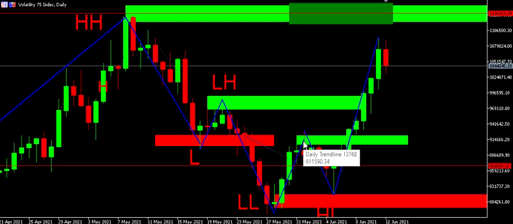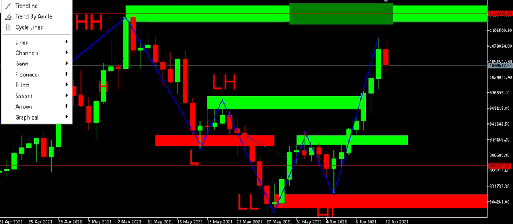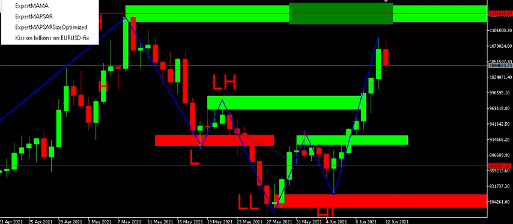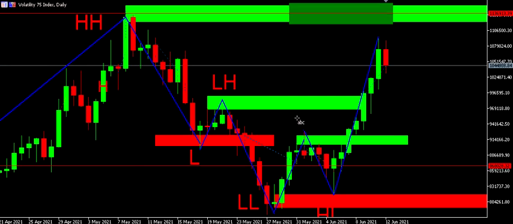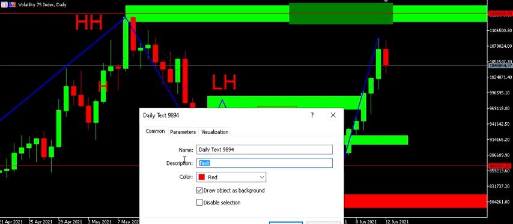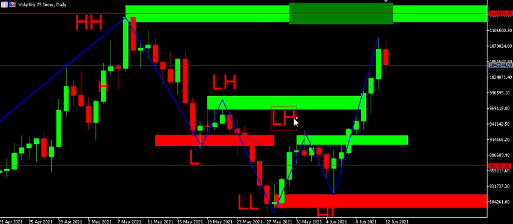Then we now have a high here. We are going to call that point lower high, since we are still in a downtrend. So it's appropriate for us to label it lower high. So label it LH, lower high.